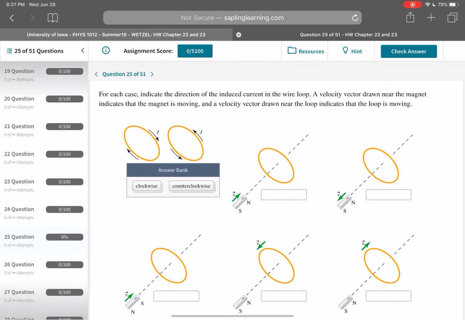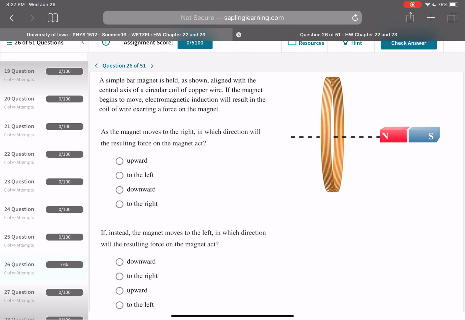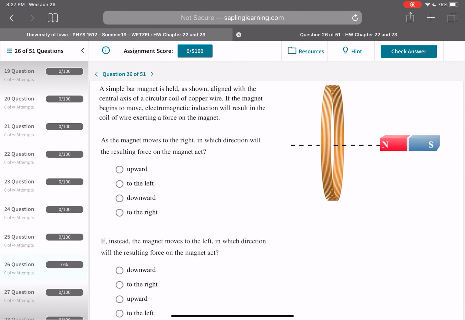Okay, 26. A simple bar magnet is held as shown, aligned with the central axis of a circular coil of copper wire. If the magnet begins to move, electromagnetic induction will result in the coil of wire exerting a force on the magnet. As the magnet moves to the right, in which direction will the resulting force on the magnet act? So again, what we're talking about here is Lenz's law. You're pushing a magnetic field in. It says it begins to move. It doesn't really say.